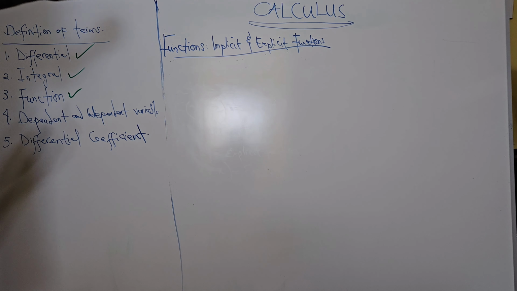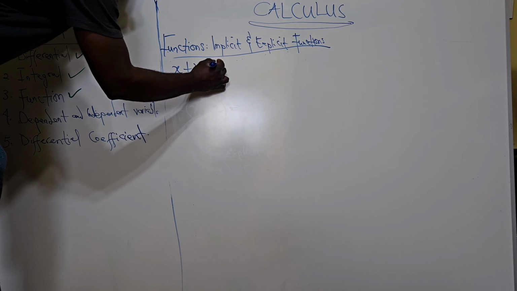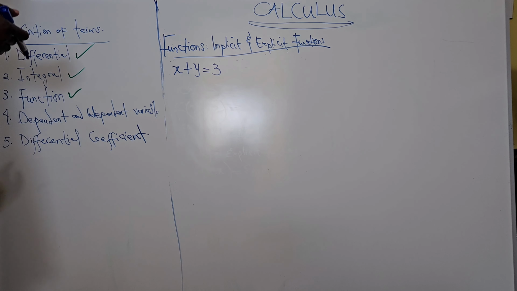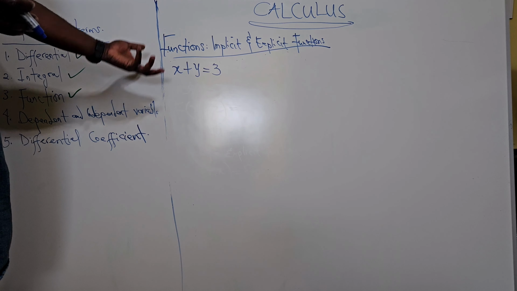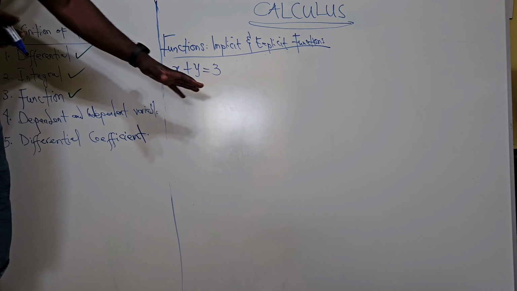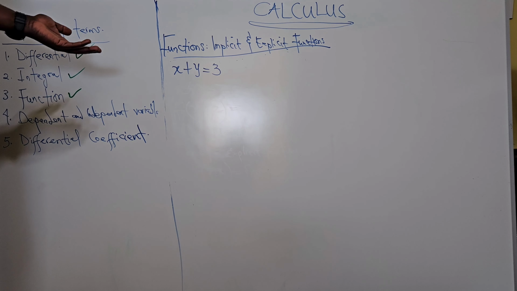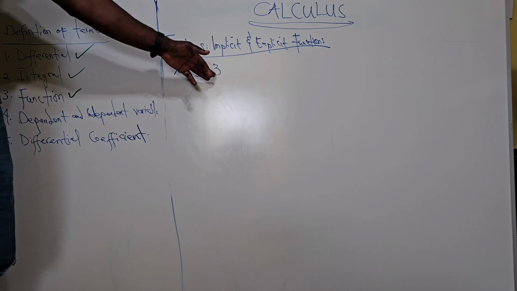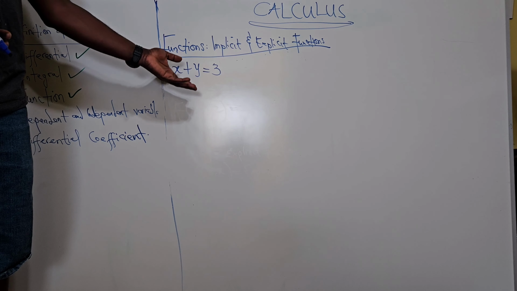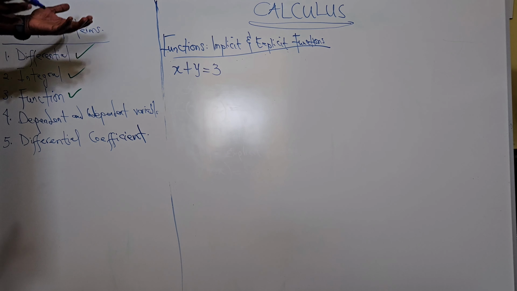For example, we say x plus y is equal to 3. This is telling you how x and y are related, and related to what? To 3. This is a simple equation, but it's also a function, because it's telling you how x and y are related to 3. That's what a function is, the relationship between variables.